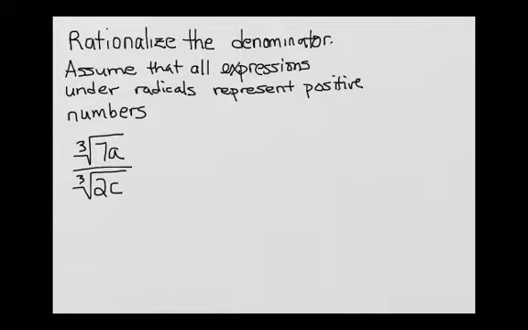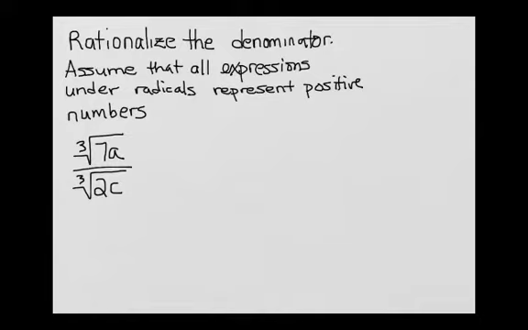the fraction. The only way that we can manipulate a fraction or change a fraction without changing its value is to multiply the numerator and the denominator by the same thing. So we need to multiply the numerator and the denominator of this fraction by something that's going to eliminate the radical, which is the cube root of 2c that's in the denominator.